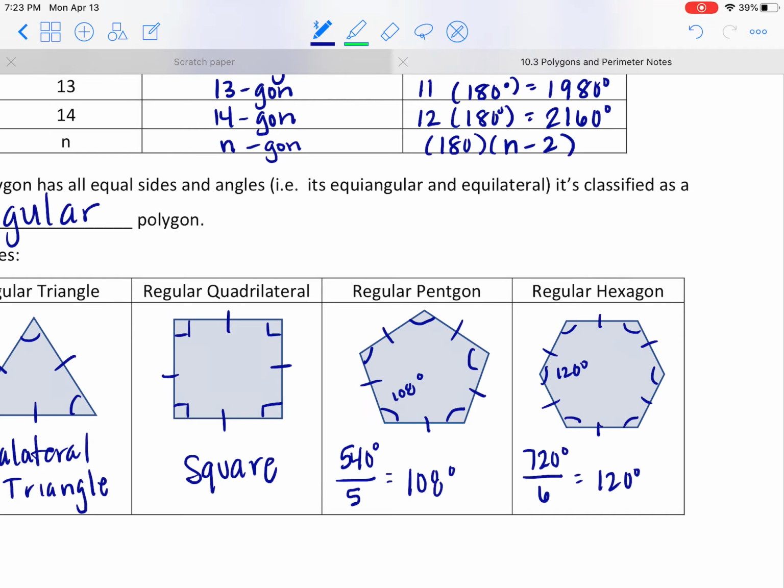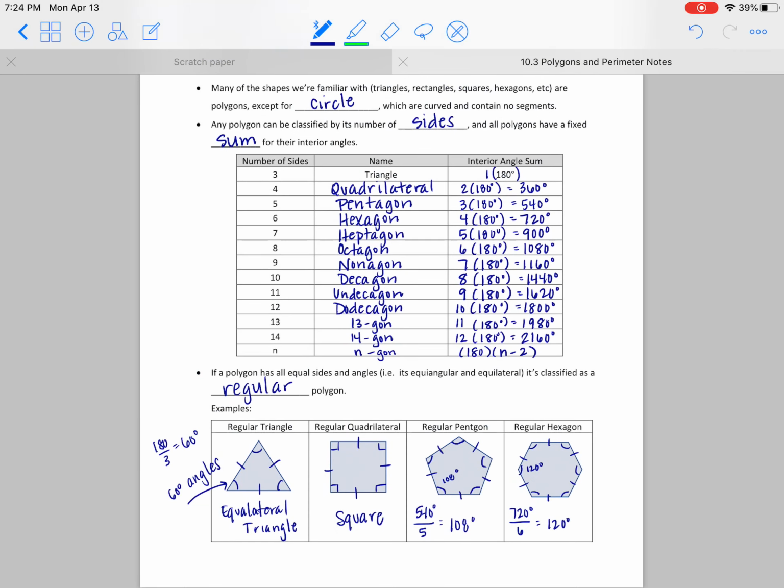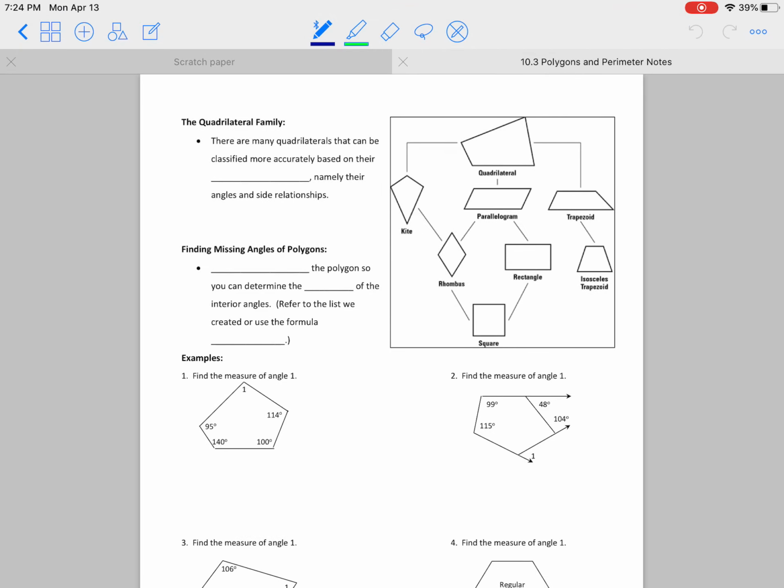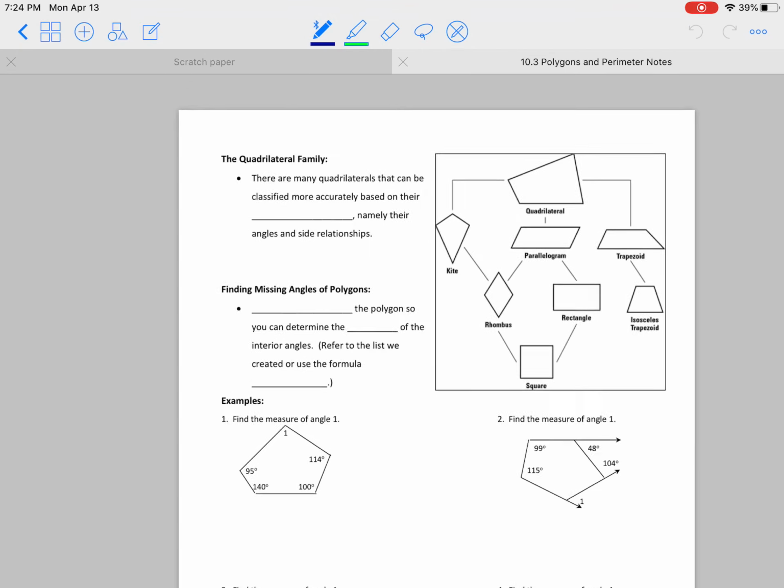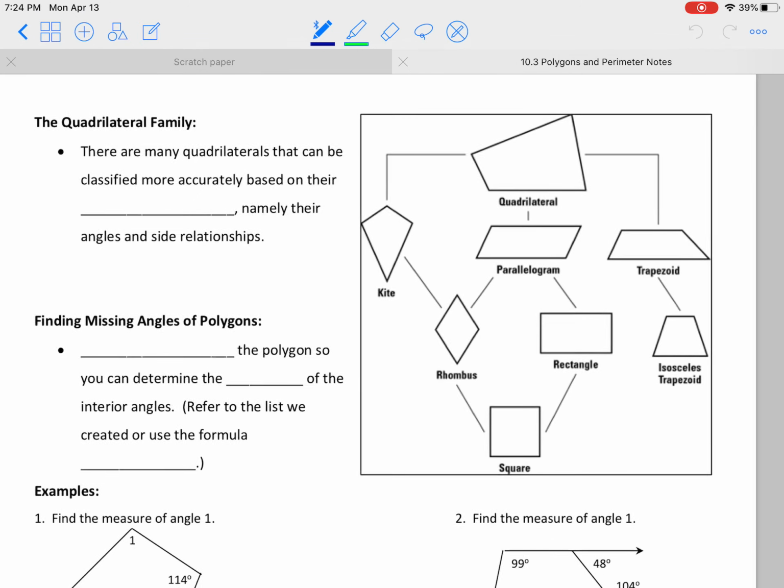Now we can have any regular pentagon. I just wanted to show you a few examples. So all the angles are equal, all the sides are equal. We could divide the sum by how many angles or sides there are to figure out how much each one would have to be. Okay? So we have the gist of the polygons here, regular polygons, and then we have this family of quadrilaterals that we should be familiar with.